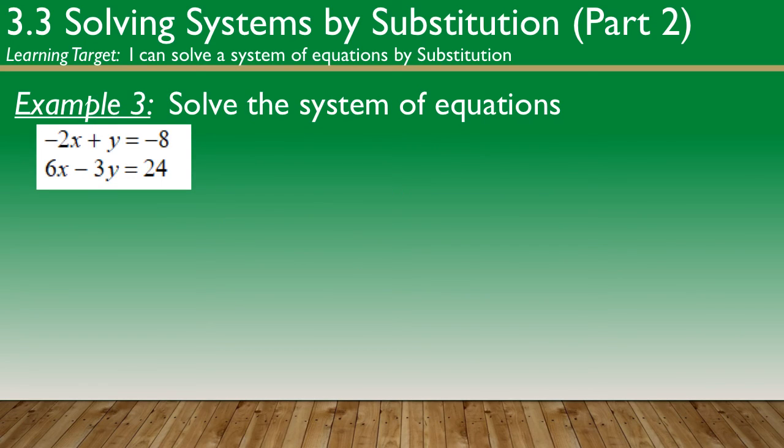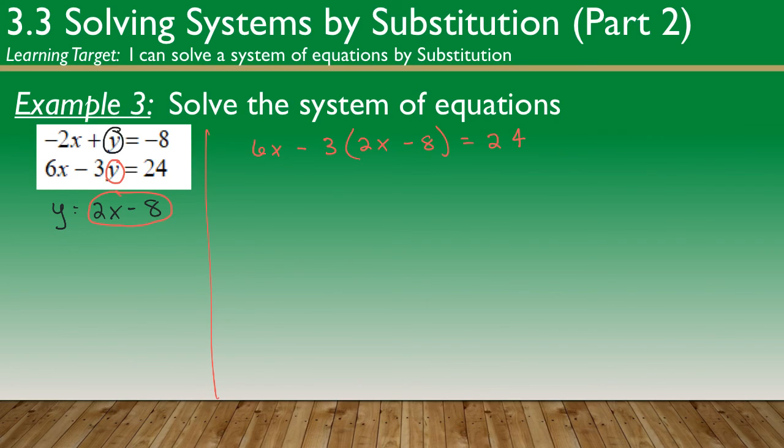Okay, the next example, again, solve these equations. So looking at these, this y right here, that's going to be the easiest one to isolate. If I just add 2x to the other side, that's going to give me y is equal to 2x minus 8. So now I can take this 2x minus 8 and we're going to replace y with it because it's the same thing as y. So we have 6x minus 3 times 2x minus 8 is equal to 24.